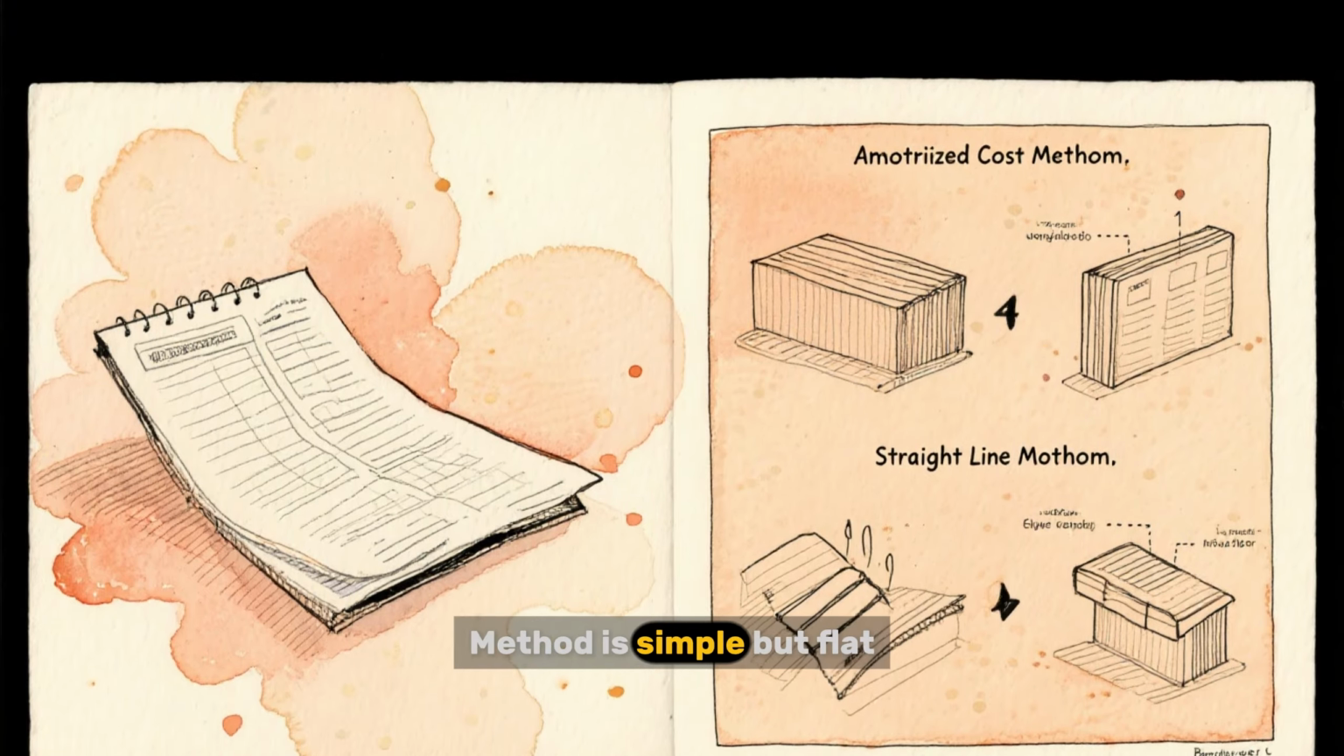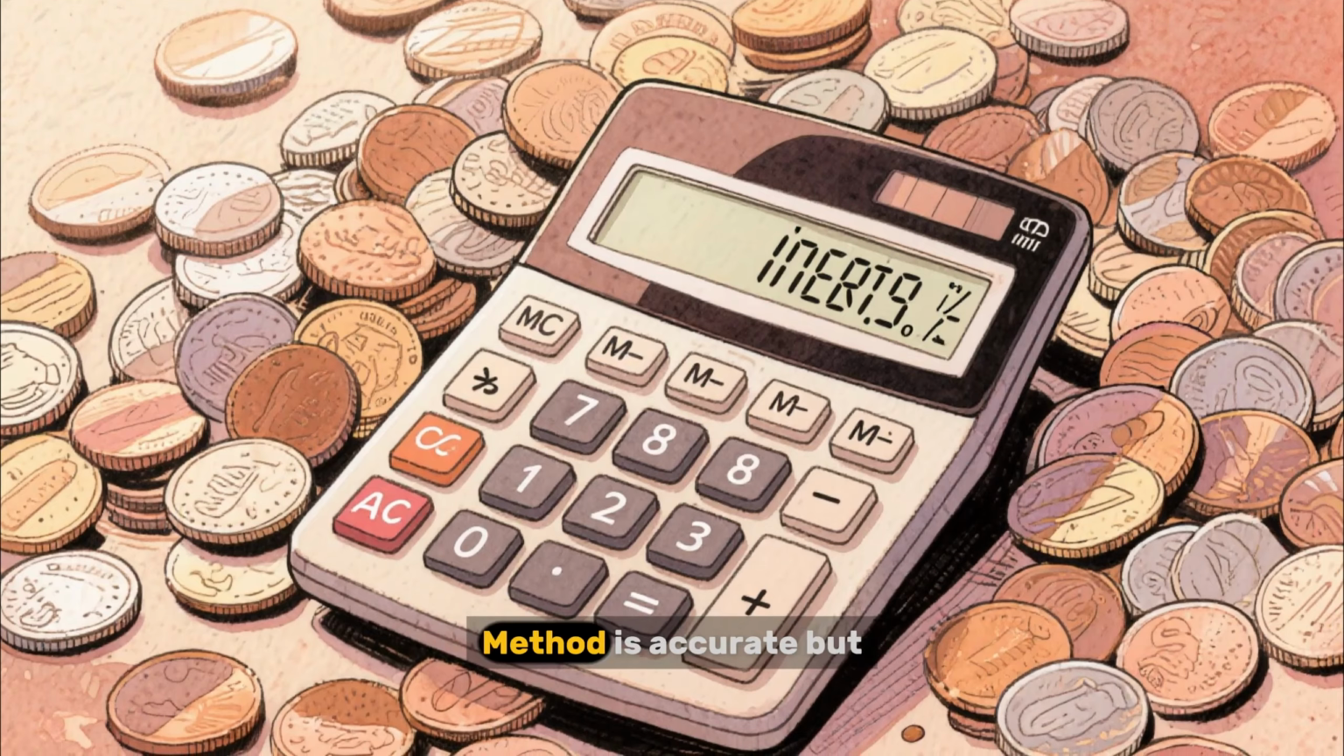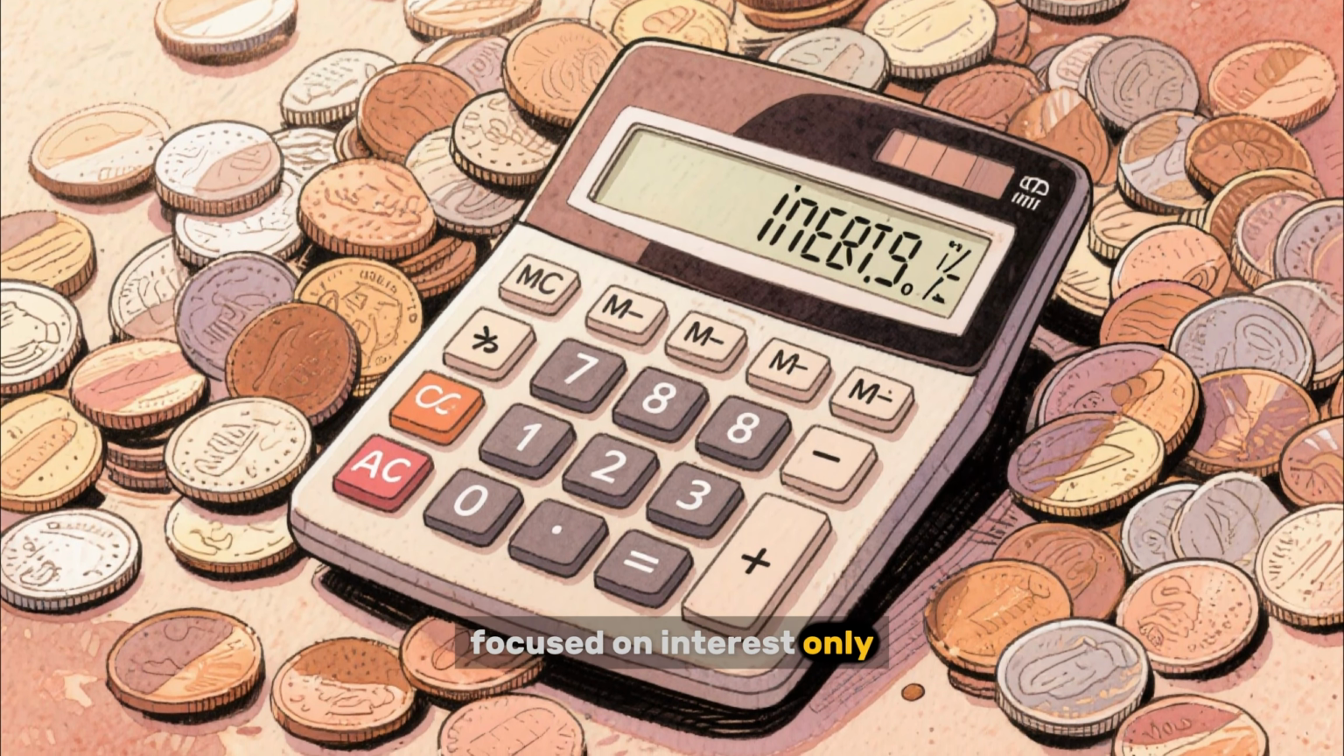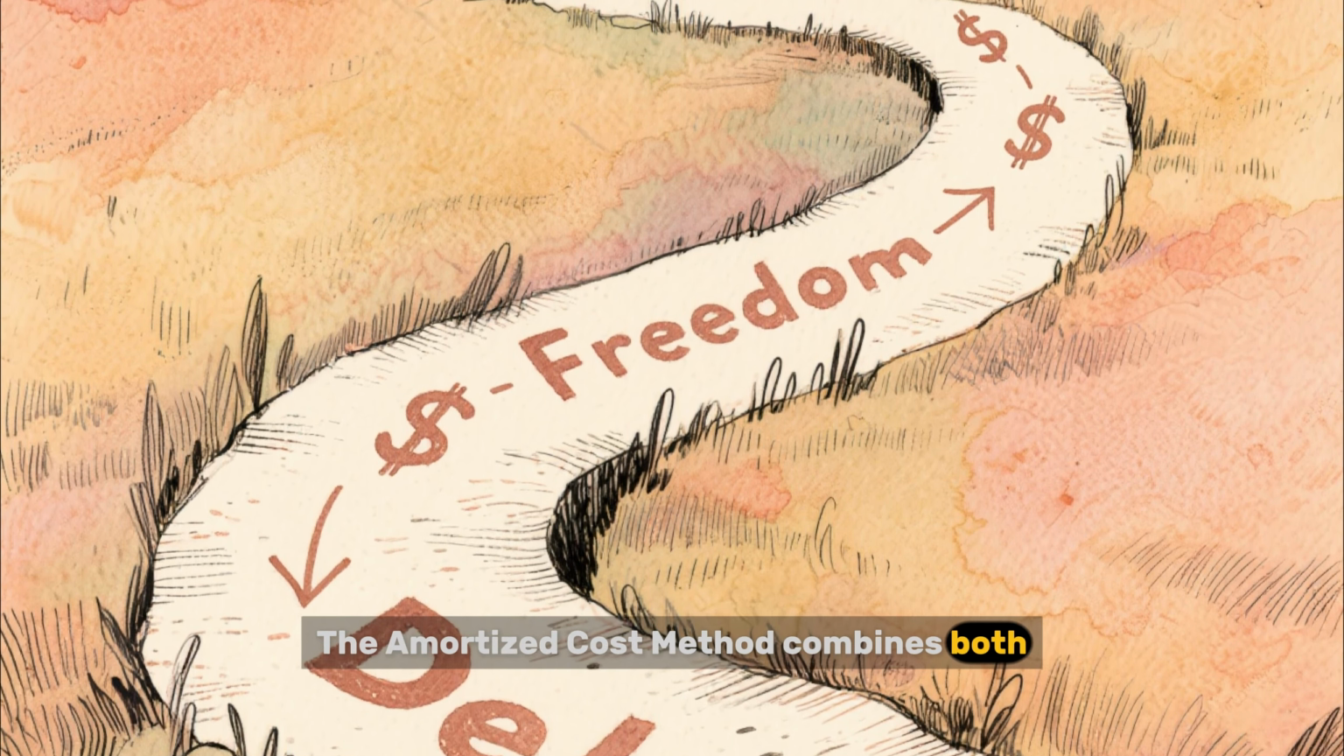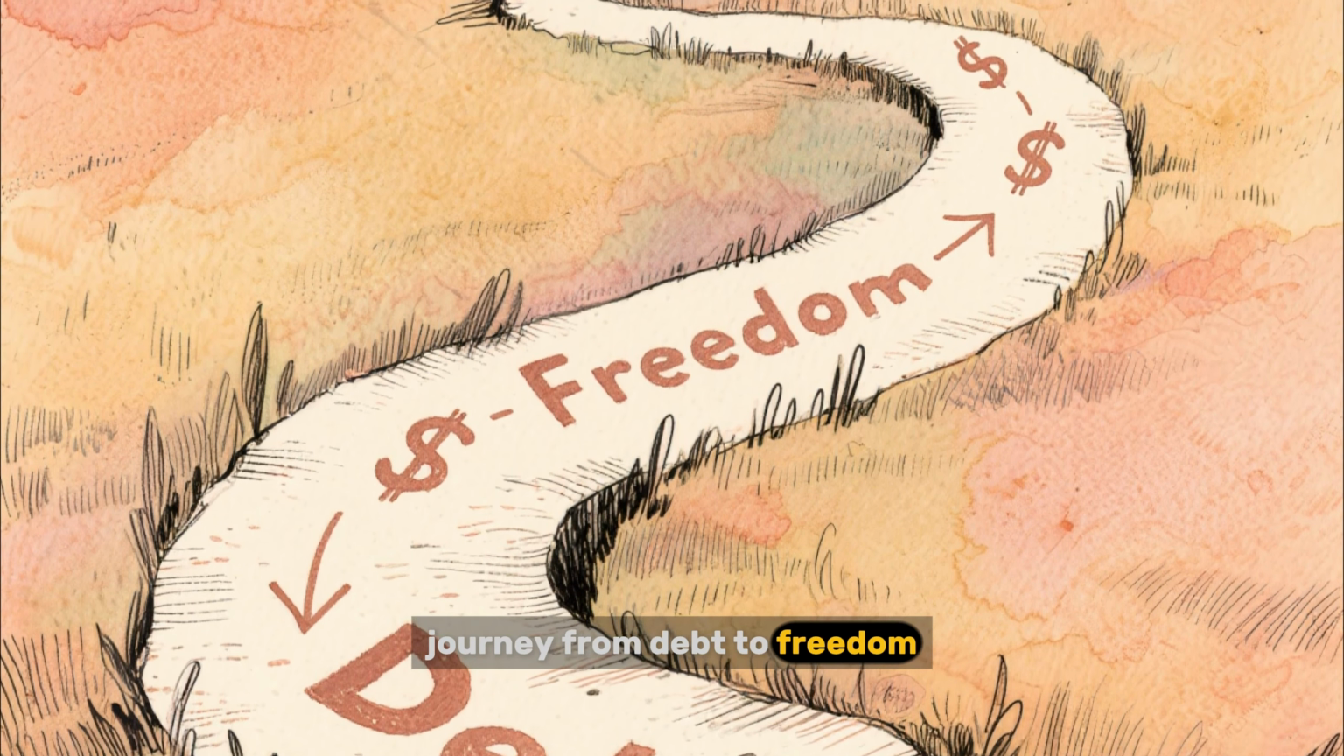The straight line method is simple but flat. The effective interest rate method is accurate but focused on interest only. The amortized cost method combines both, showing you the real journey from debt to freedom, step by step.